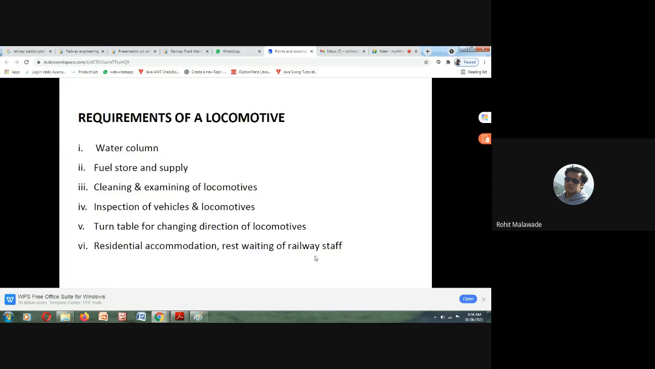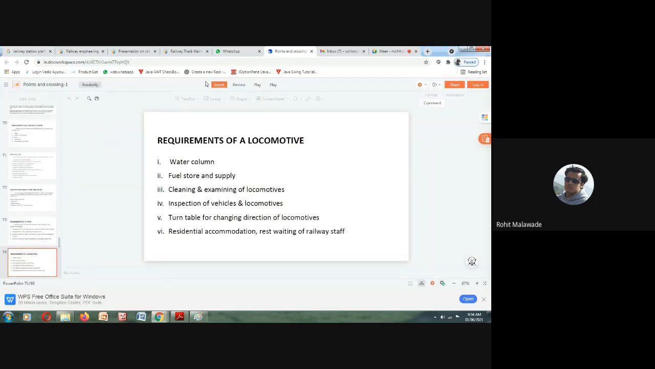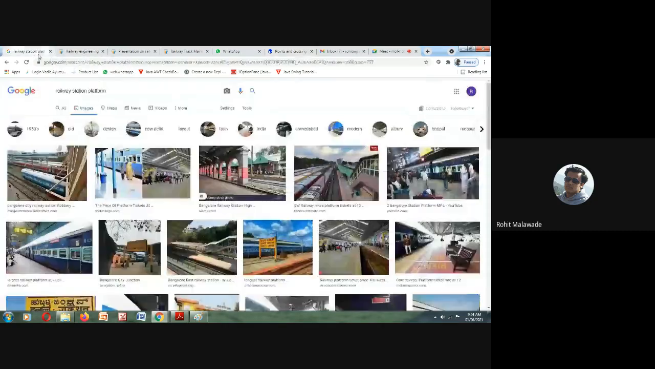Now, for the requirements of a locomotive, there should be a water column. In your railway stations, you have seen the water column, right? The water column is meant for the maintenance of your railway track, or the cleaning of your trains, as well as your permanent way. You have seen it, right? The water column will be maintained beside the track. So we will see what a water column in the railway station is. Water column.